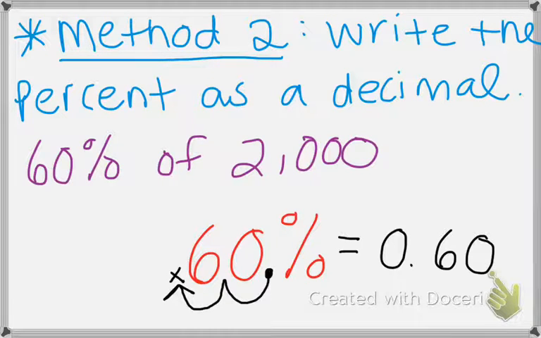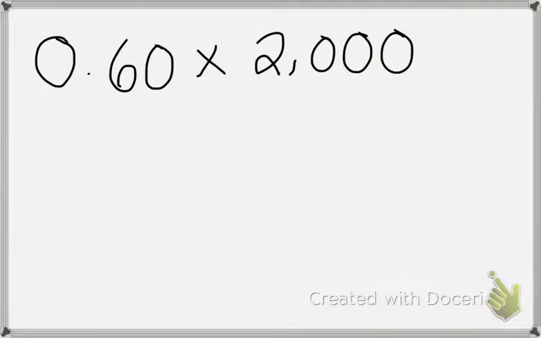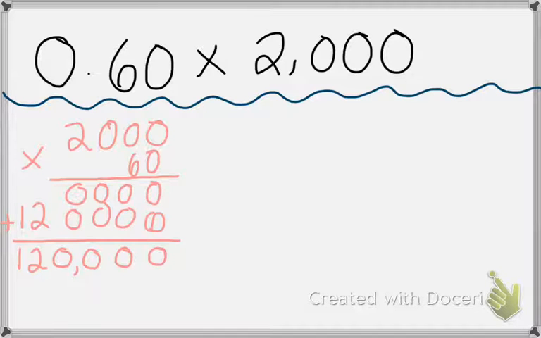Okay? So now we wrote our percent as a decimal. So now what we're going to do is the same thing as before when we turned it into a fraction. We multiplied it by 2,000. So we got 0.60 times 2,000. Now when you do the calculations, we did 2,000 times 60. Yes, it was 0.60 before, but when you multiply by a decimal, you take out the decimal, and then you add it back in your answer later.